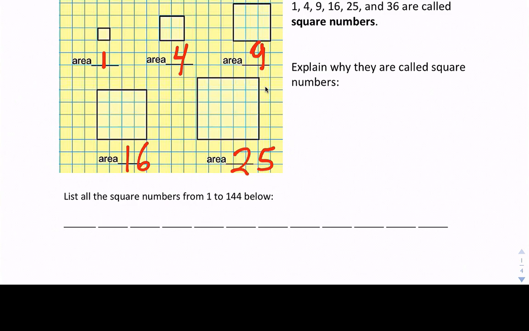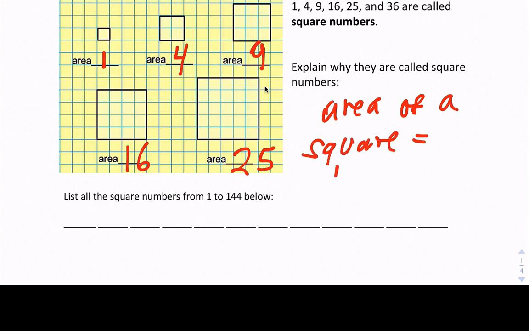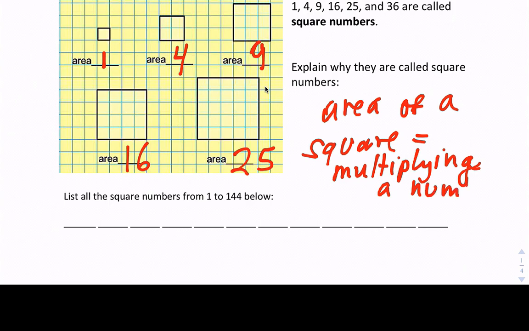So they're called square numbers because it's coming from multiplying a number by itself, or by finding the area of a square. So the area of a square comes from multiplying a number by itself.